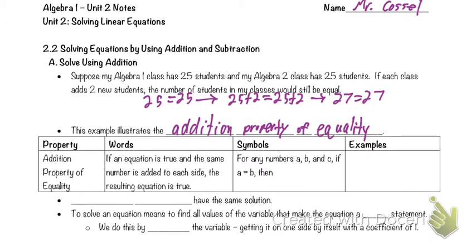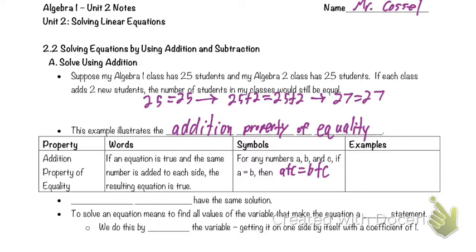In symbols, for any numbers A, B, and C, if A is already equal to B, so we start out with a true equation, two numbers A and B that are equal, then A plus C is going to be equal to B plus C. If I take the A and the B and add C to both of them, it's still going to be true. That's the same thing as 25 plus 2 and 25 plus 2. A and B are the same number, and if I add the same number C to both sides, it's still going to be true.